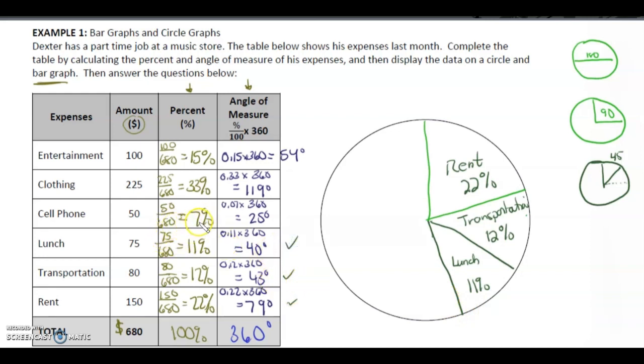Okay, cell phone is 7%, which is 25 degrees. So if I were to draw this is the 90 degrees. So this here would be 45 degrees. So it's almost like it's just over half of what the 45 would be. So let's go here. So cell phone. And this is 7%.